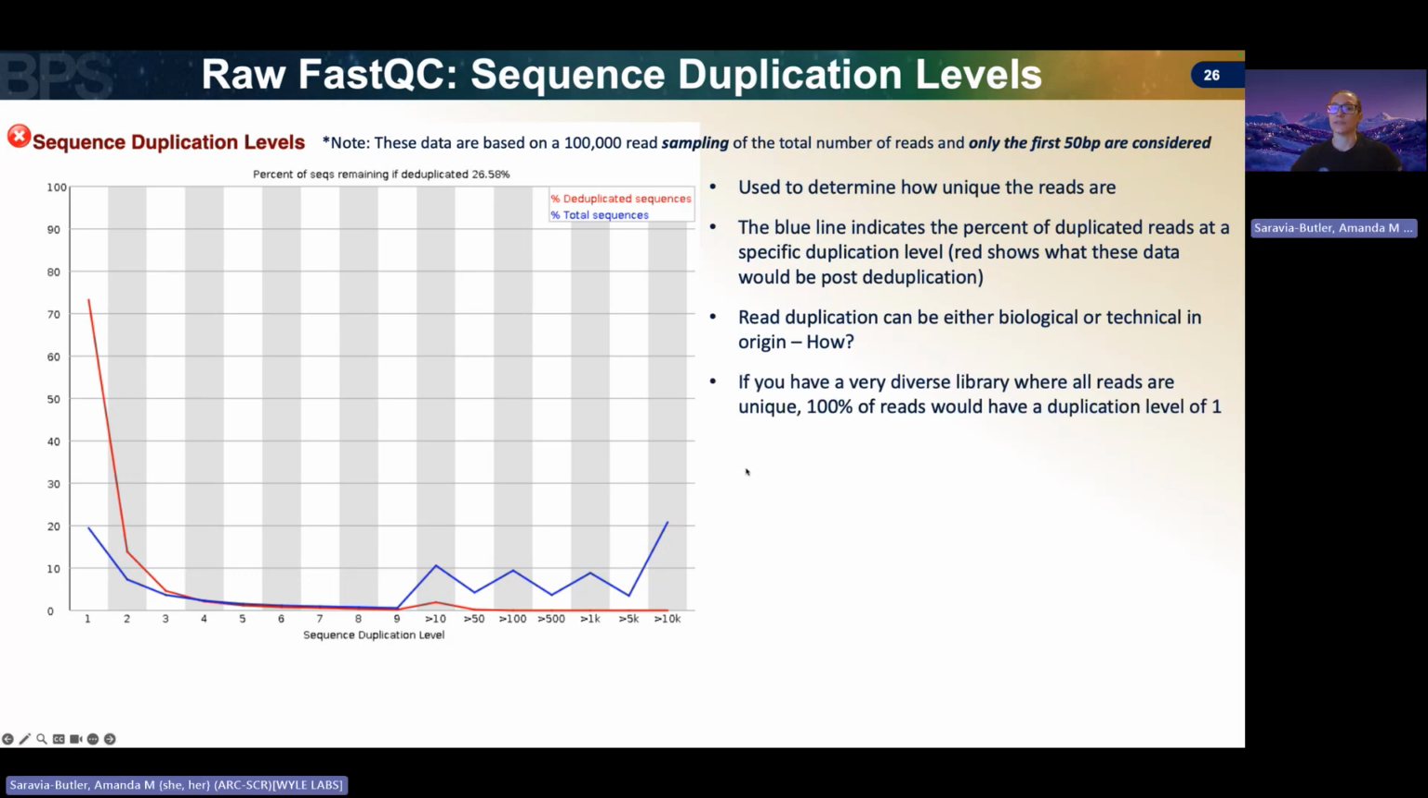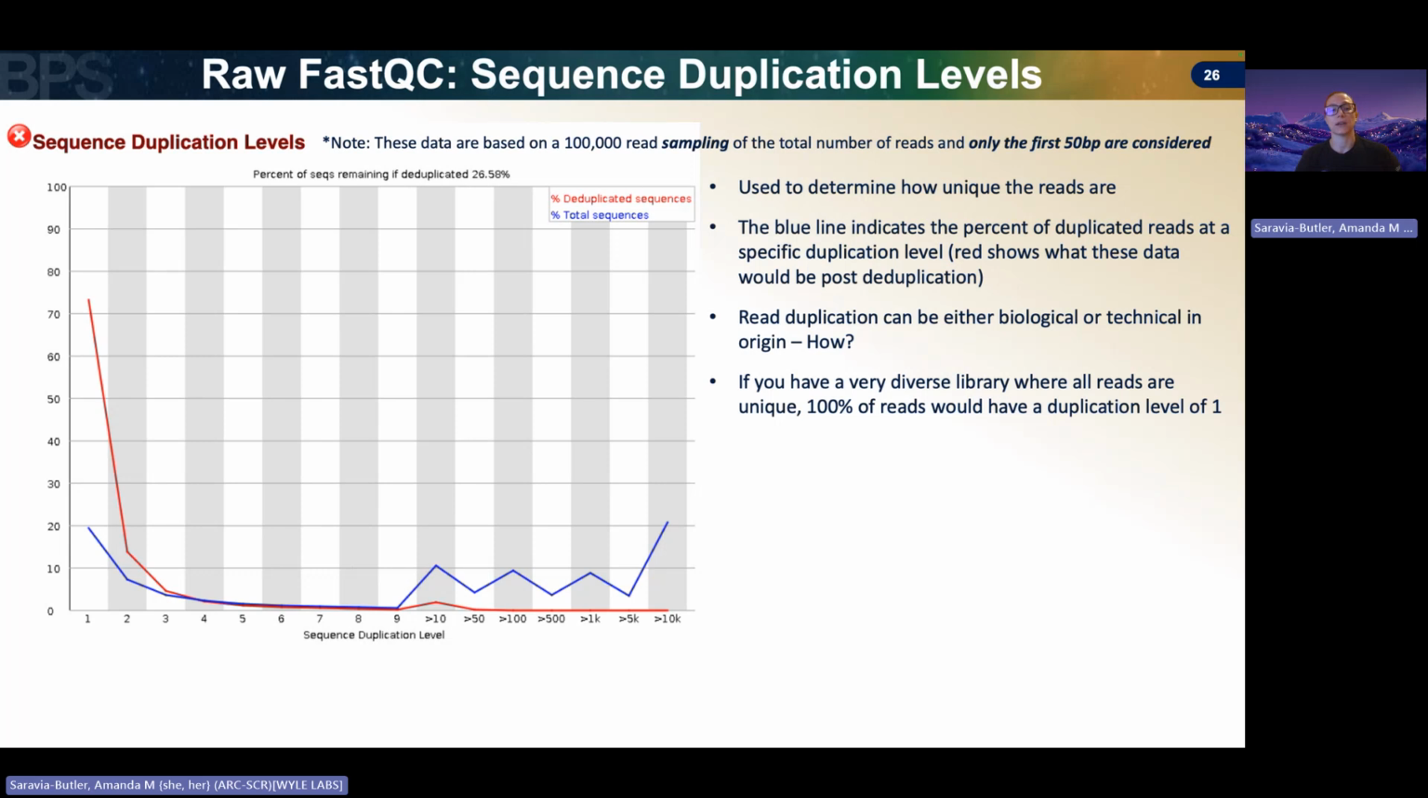And so if you have a very diverse library where all reads are unique, you would have 100% of reads with a duplication level of 1. Of course, I would be very wary of that, because it might mean that you didn't sample everything in your sample. You didn't sample all the sequences in there. And so I always do like to see some amount of duplication.